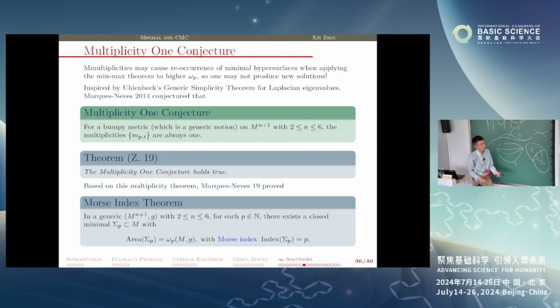They later also found a local version of that. So you can consider a subset of the total manifold. You can also count or compare the existence of minimal hypersurfaces with the topology. Any questions?